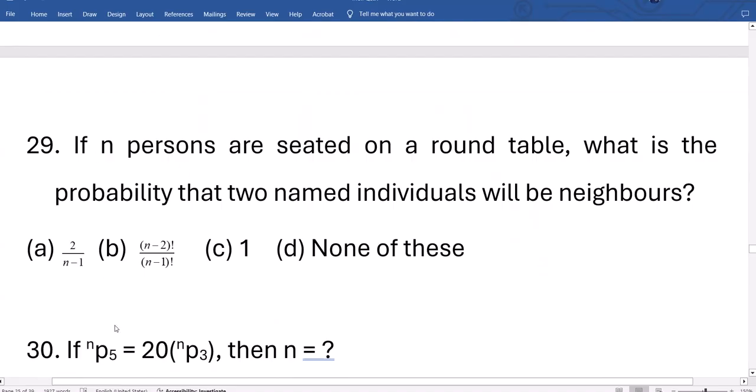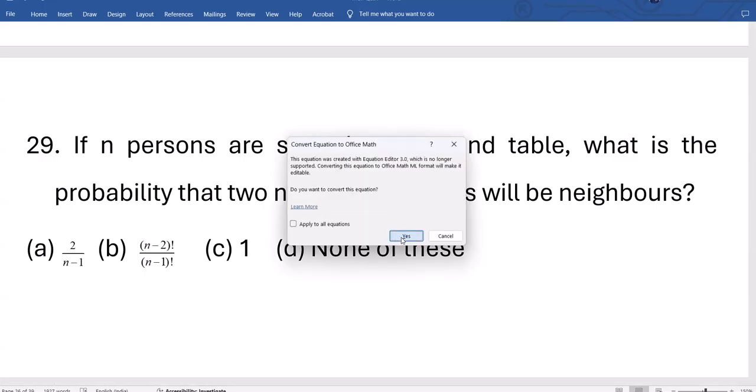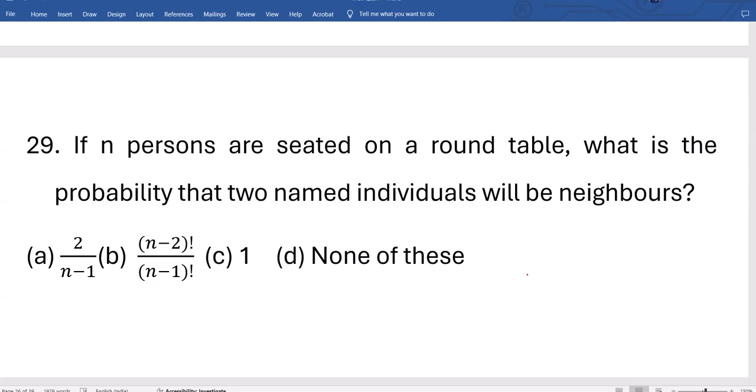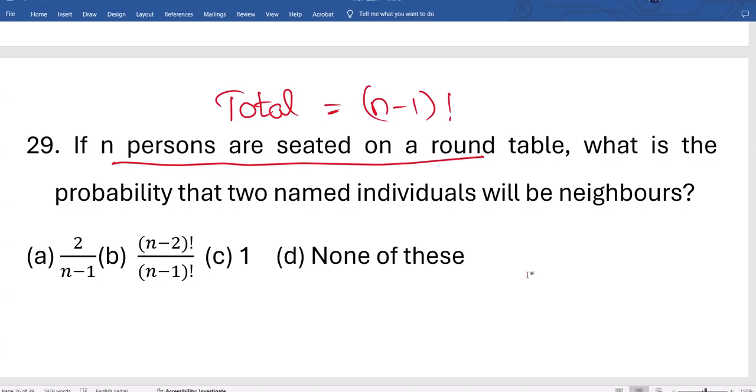Next, n persons, probability. N persons are seated on a round table. What is the probability that two named individuals will be neighbors? First of all, probability is favorable out of total. N persons at a round table means the total will be (n minus 1) factorial. Normally if you arrange n people in a row, it's n factorial, but for a round table it's (n minus 1) factorial. That is the total.